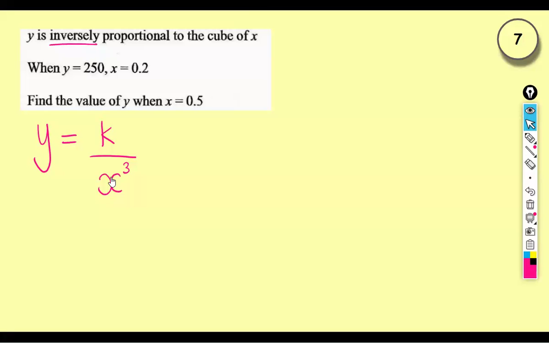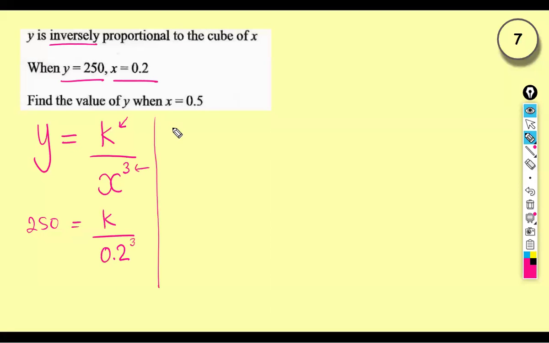So again, a lot of questions on this one, but don't worry, you'll see how I'll work it out, right? So hopefully me working it out will answer the majority of the questions. So let's find k. And they told us y is 250, and at the same time, x is 0.2. So we're just going to replace y with how much? y with 250 is equal to k, and x at the same time is 0.2. But the examiner says we have to do what? Cube it.